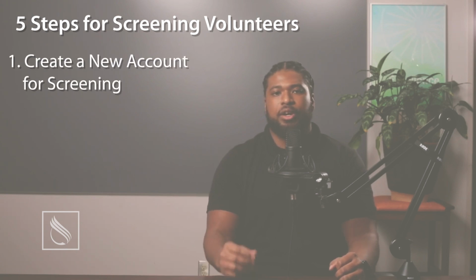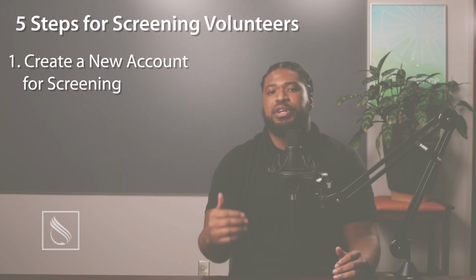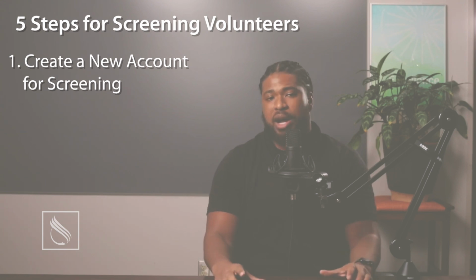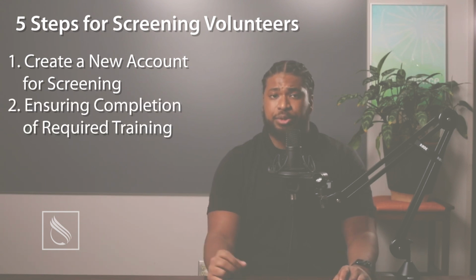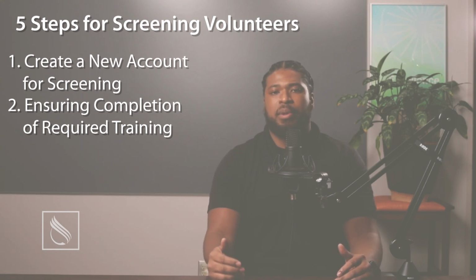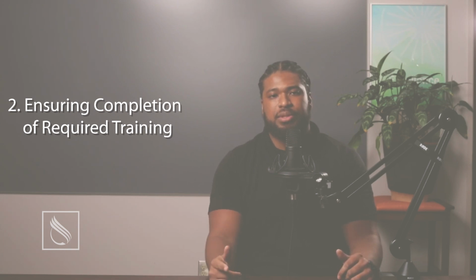Step 1. Create a new account for screening. Direct volunteers to the screening registration link. Volunteers will need to follow the instructions to create an account and begin the screening process. Step 2. Ensure completion of required training. Volunteers must complete the provided training modules as a part of the screening process. These modules include recognizing signs of abuse and understanding how to report concerns.